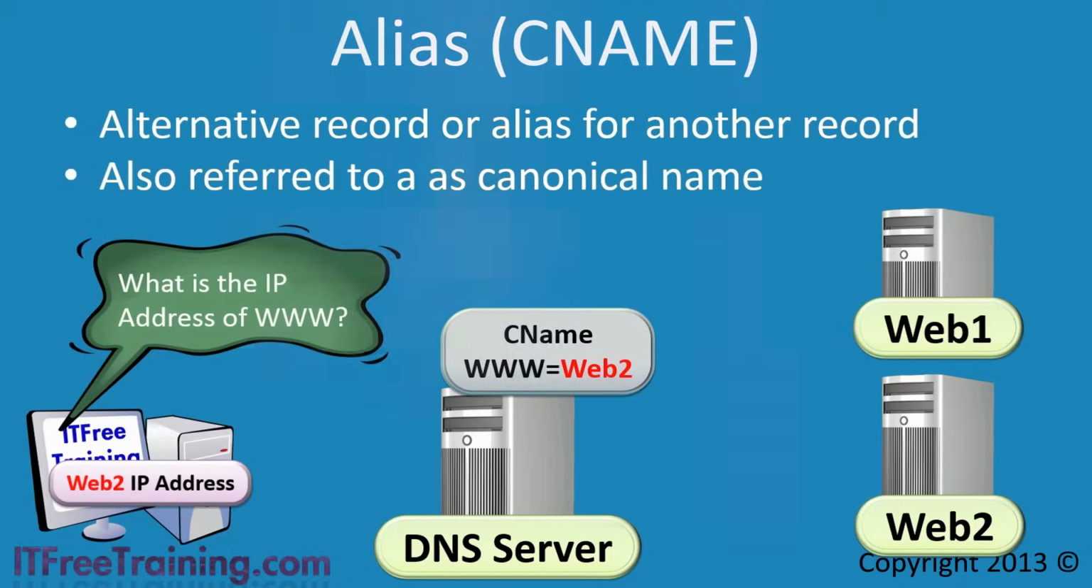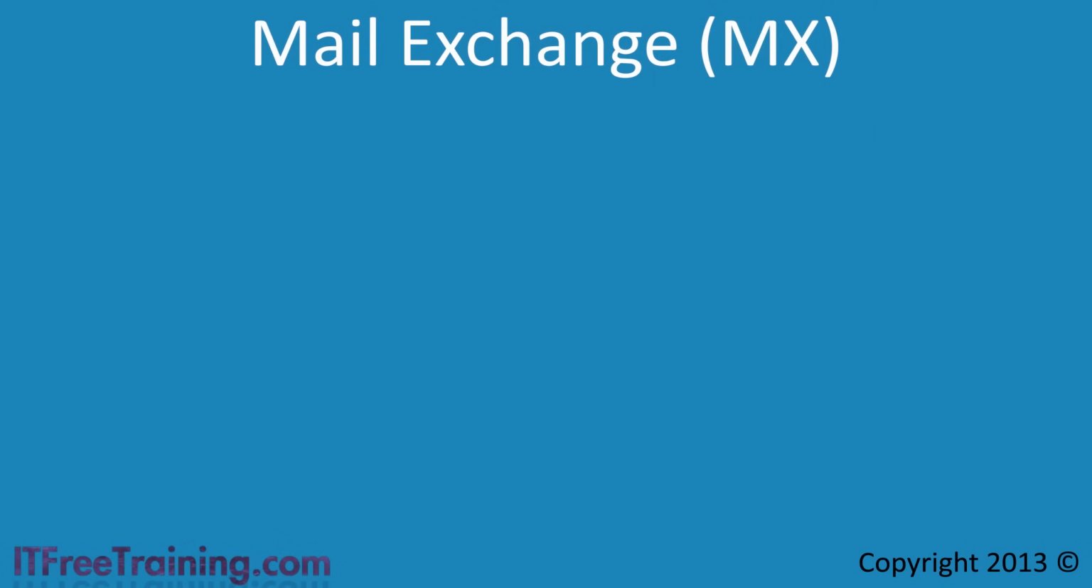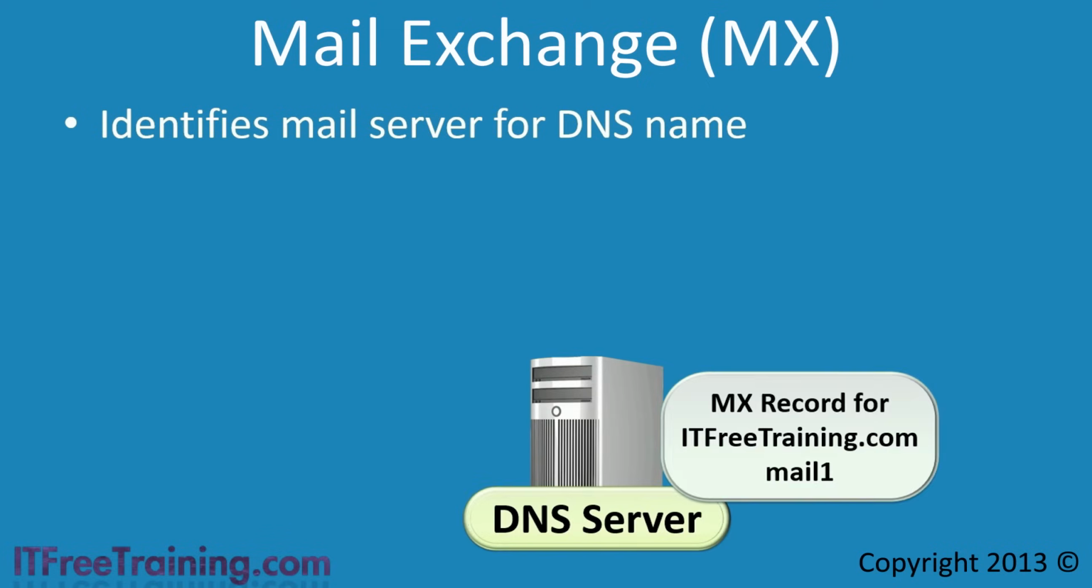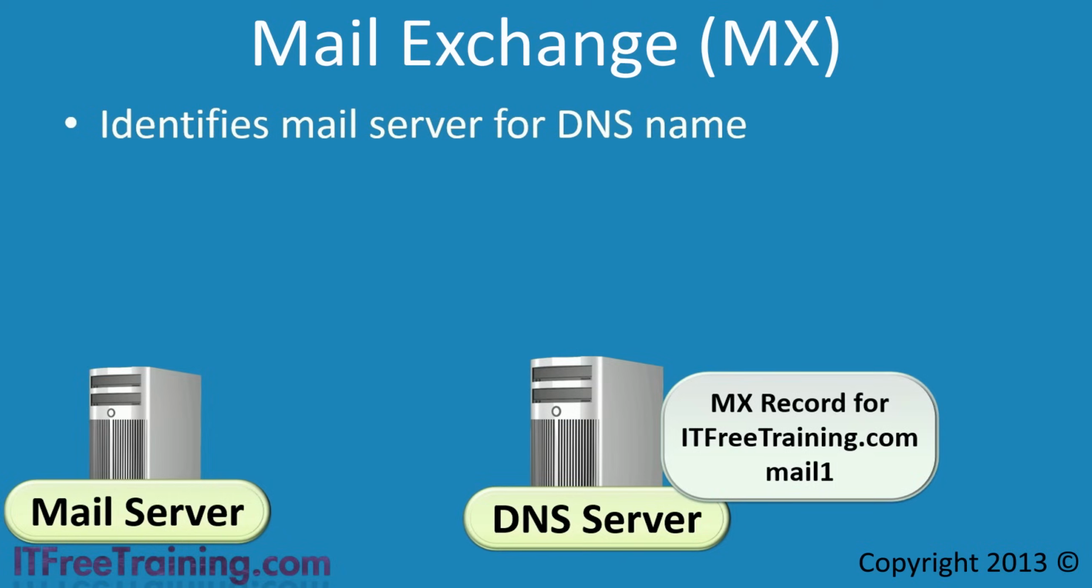The next record that I will look at is the mail exchange, or MX record. An MX record identifies a mail server for that DNS name. For example, if an MX record was created for ITFreeTraining.com, this would contain a mail server that could process emails for ITFreeTraining.com. When a mail server has an email that it needs to send, it needs to locate a mail server that is able to accept mail for that DNS name. It does this by using the MX record.